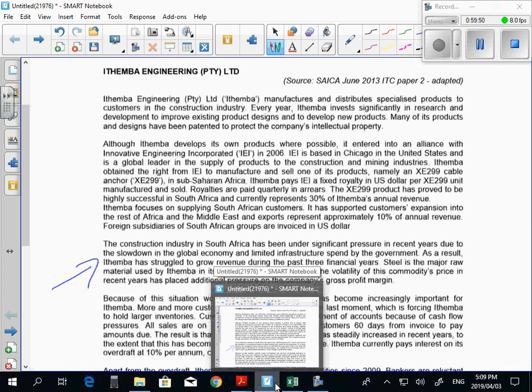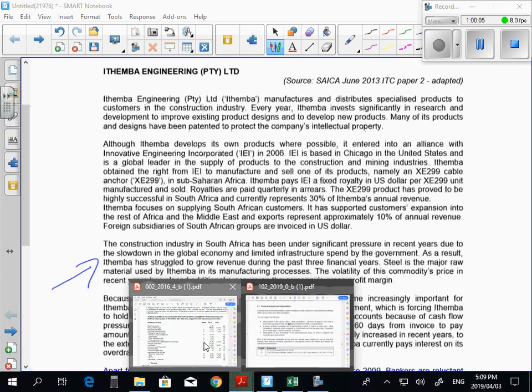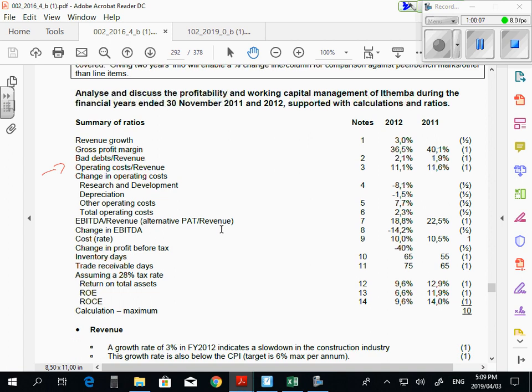Less than inflation, which is... should you write down what the inflation number is? Yes. Therefore, we've contracted in real terms. So this is actually bad. So a growth rate of 3% indicates a slowdown in the construction industry. That's from the question.